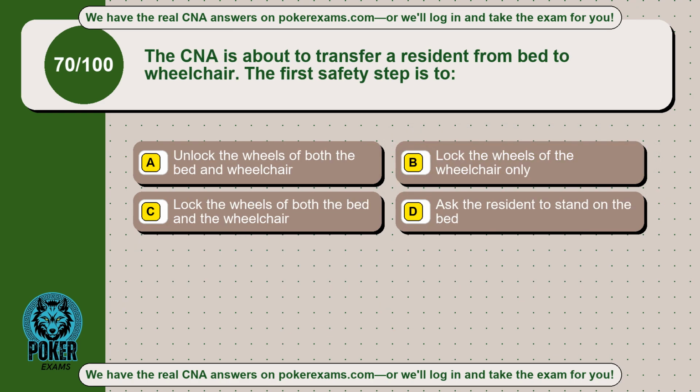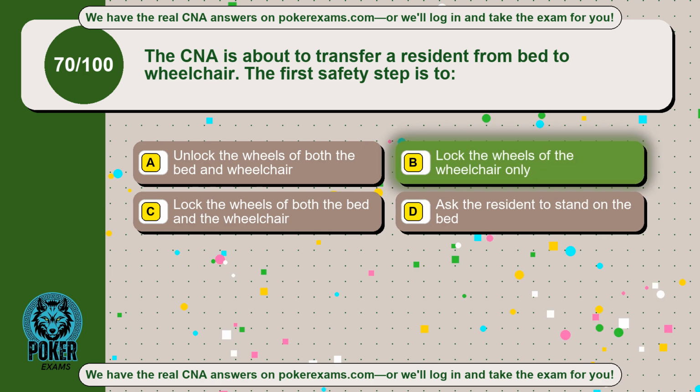Question 70. The CNA is about to transfer a resident from bed to wheelchair. The first safety step is to: Option A, unlock the wheels of both the bed and wheelchair. Option B, lock the wheels of the wheelchair only. Option C, lock the wheels of both the bed and the wheelchair. Option D, ask the resident to stand on the bed.